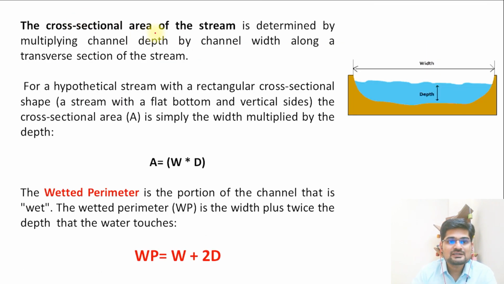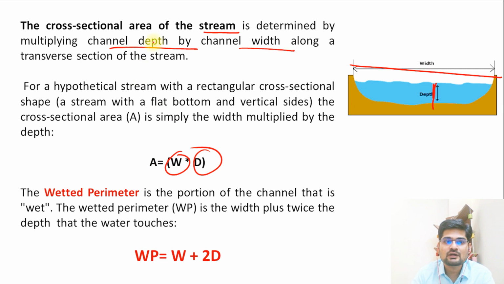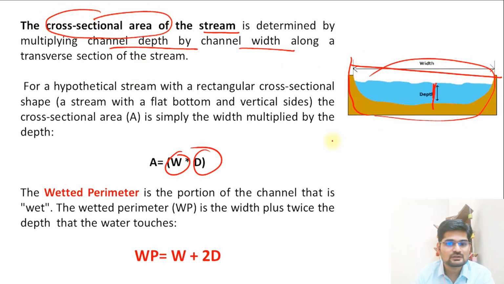The cross-sectional area of the stream is determined by multiplying channel depth by channel width. This is very simple. So this is the depth and this is the width. And if you multiply width with depth, you will get the cross-sectional area. So this is what the cross-sectional area of a channel looks like.